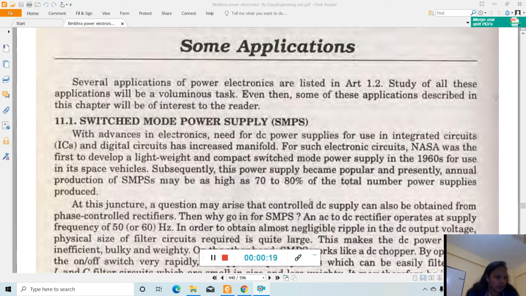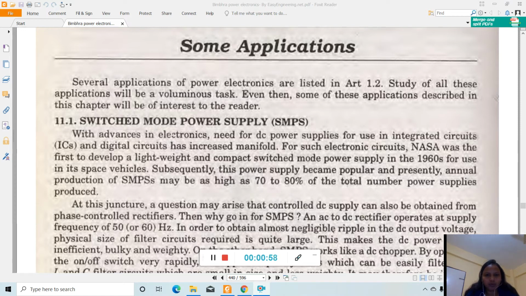So today we will start with module 4. In this module we will study about the different applications of power electronics circuit. Under the different applications, we will study about the UPS, battery charger circuit and switch mode power supply circuit, which in short form we can call as SMPS. So we will start with the SMPS. SMPS full form is switch mode power supply.